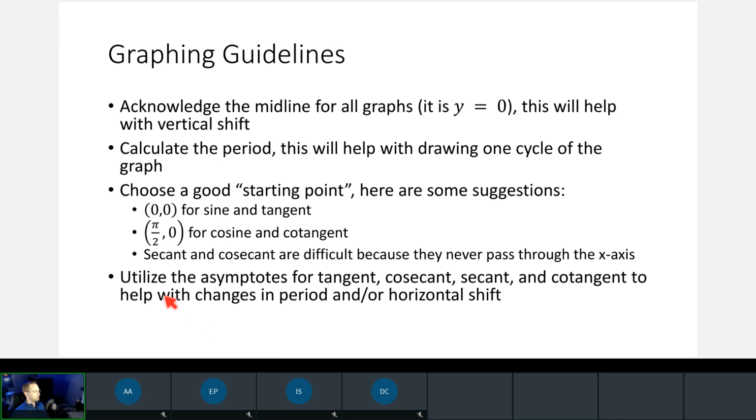All right, and then obviously, make sure you know where any asymptotes are for these different functions: tangent, cosecant, secant, and cotangent.